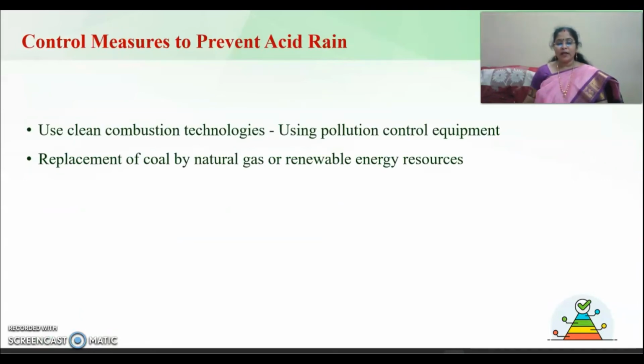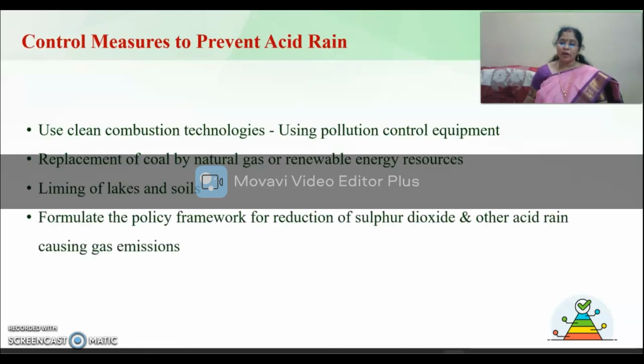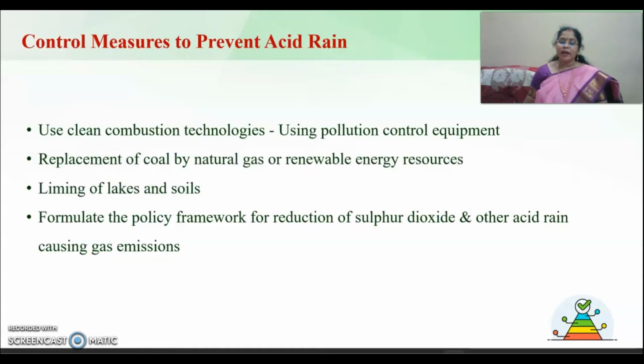We can use clean combustion technologies with pollution control equipment, replace coal with natural gas or renewable energy resources, and lime the lakes and soil so that when acid falls as precipitation, it becomes neutral because of the base, through the liming process.